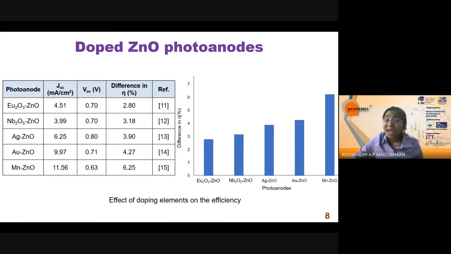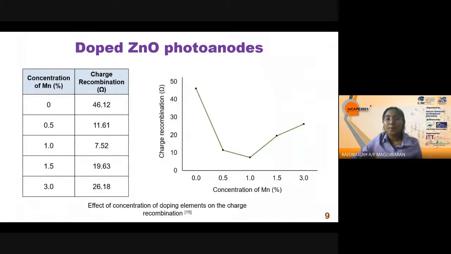While the rare earth oxide layers such as europium form an energy barrier on zinc oxide, which effectively inhibits the surface charge recombination and improves the energy conversion efficiency of the DSSC. It can be seen that the doping elements in the zinc oxide photoanodes affect the efficiency of the cell by increasing their photocurrent and photovoltage. Among the doping elements, the manganese showed the highest efficiency.